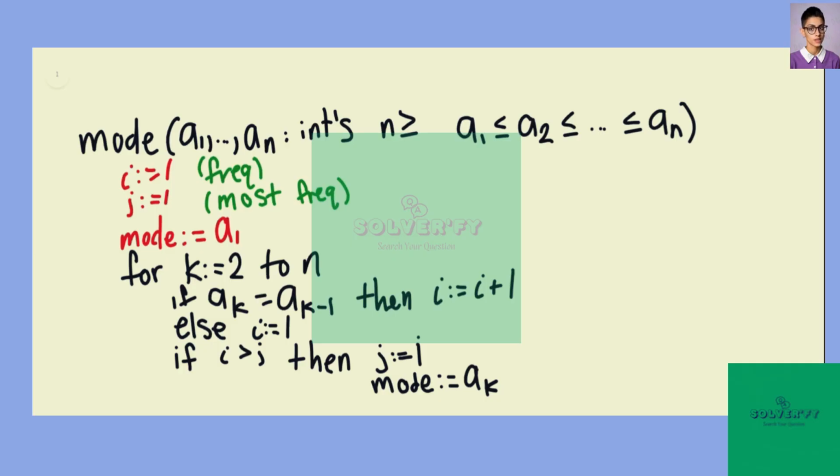And once we've gone through all n elements, we should be able to return the item which was repeated the most. And so that would be the mode.